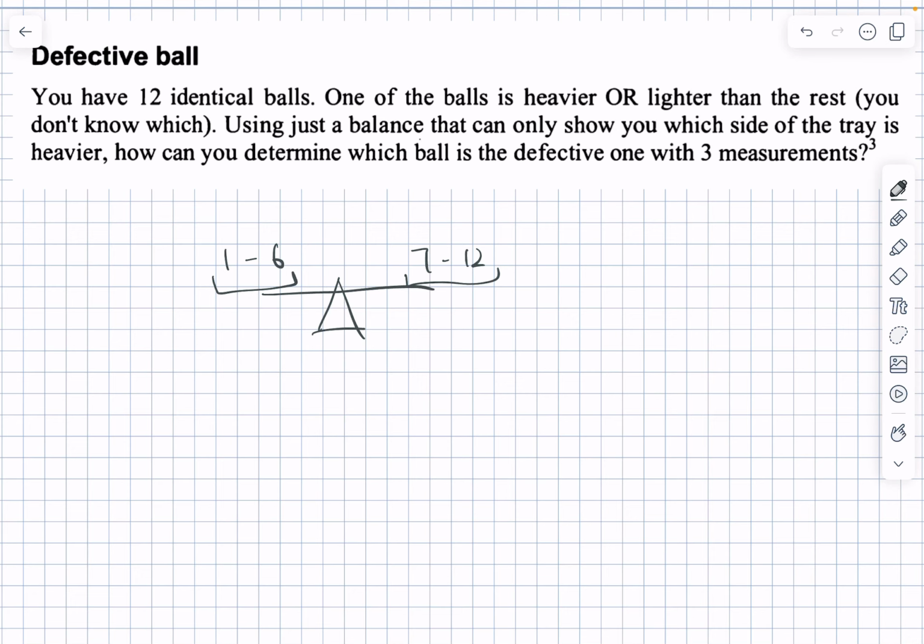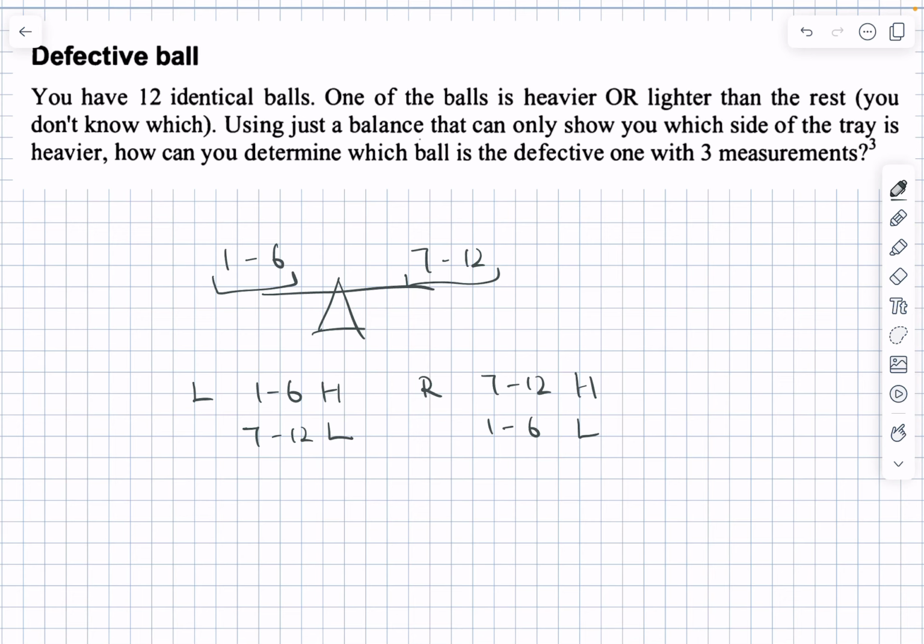Suppose the left side is heavier. If the left side is heavier, that means one of the balls from 1 to 6 is the heavier ball. If the right side is heavier, then one of the balls from 7 to 12 is going to be the heavier ball. But also, it could be that one of the balls from 1 to 6 is the lighter ball. Or in the first case, if the left side is heavier, one of the balls from 7 to 12 is the lighter ball. So this doesn't give us too much information. It splits the balls into 2 sections and says one of the sections has a lighter ball or the other section has a heavier ball.